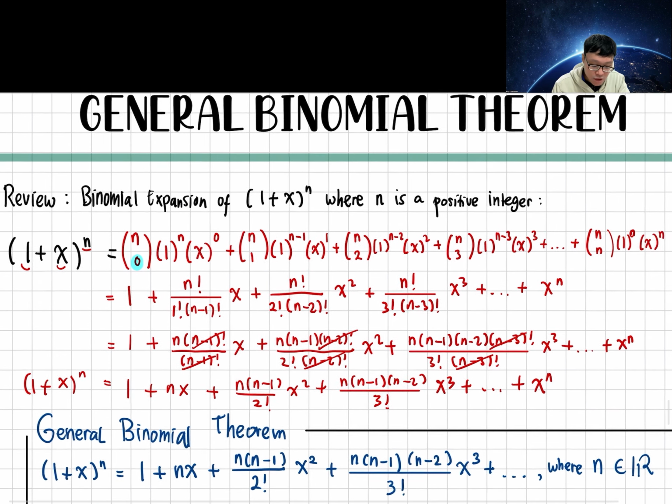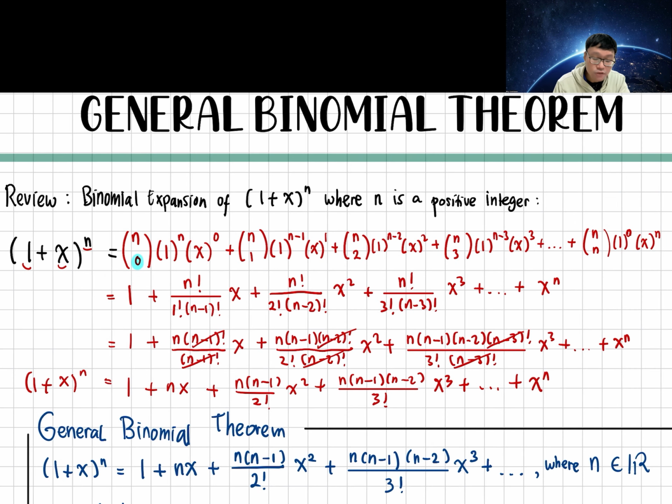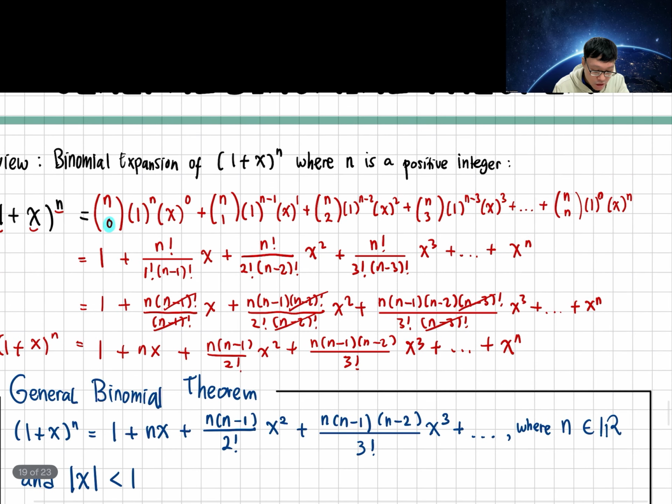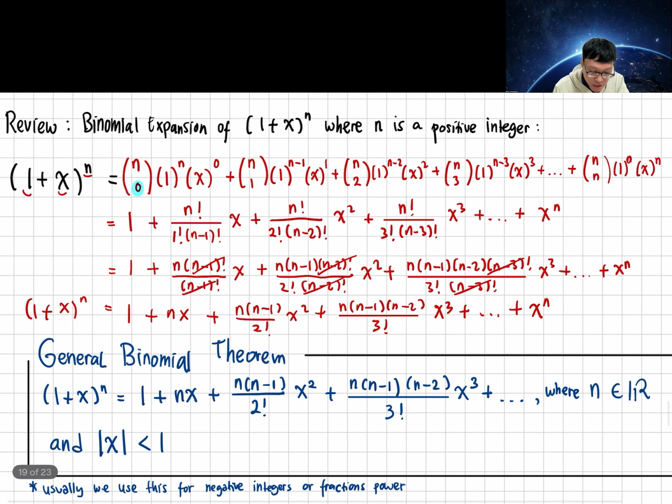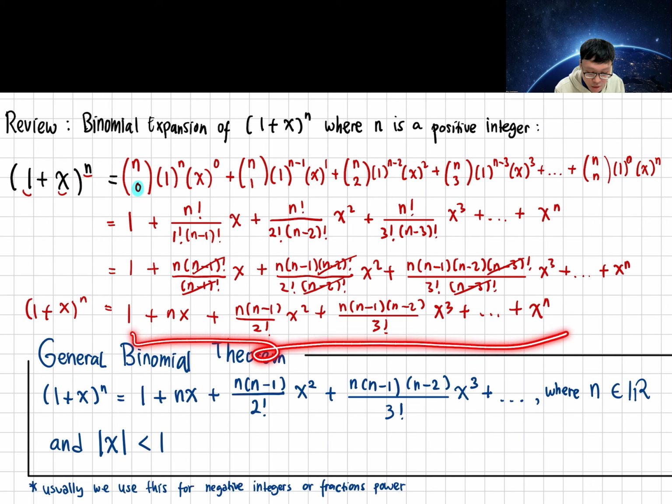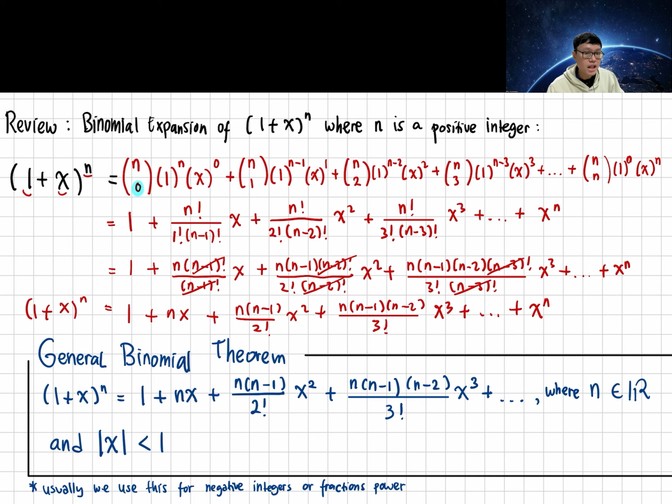It turns out we can generalize the idea of this formula. So this is called the general binomial theorem. As you can see, the formula of (1 + x)^n will be equal to 1 plus nx plus n times n minus 1 over 2 factorial x squared and so on and so on. And it's similar to our previous expansion, but the difference is this is the generalized form.